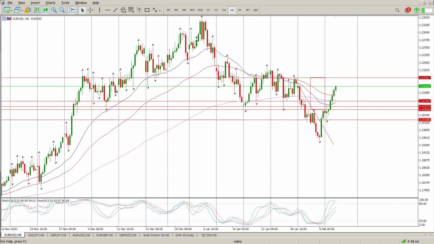So starting off with EURUSD as normal, and you can see the trend is continuing at the moment. So a couple of things here. On the 8 hour, we are still technically in a downtrend. However, we have broken this trend line here.